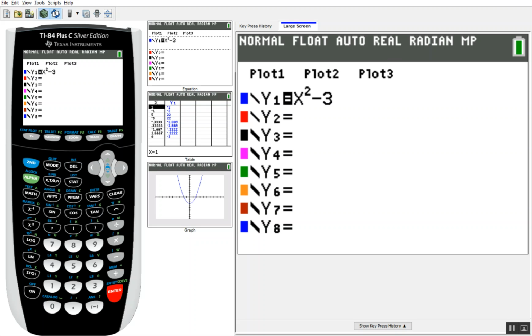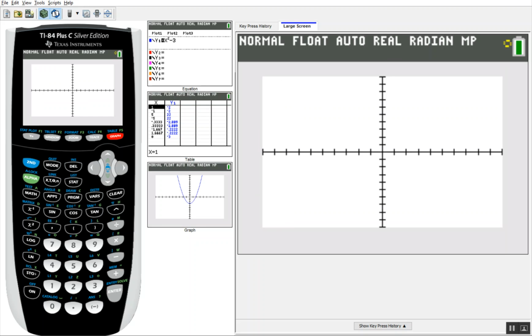And so now we want to graph this. So in the upper right hand corner here, we'll hit the graph button, and notice it changes screens, and there we go, there's our parabola. And we know from college algebra that this is the correct parabola because this is the function x squared shifted down 3.